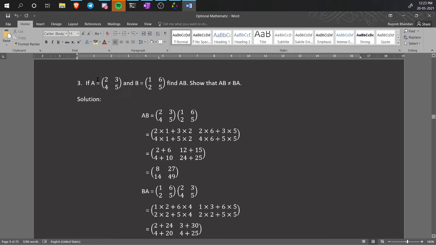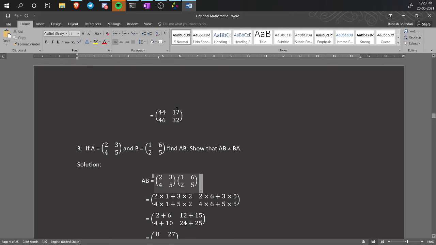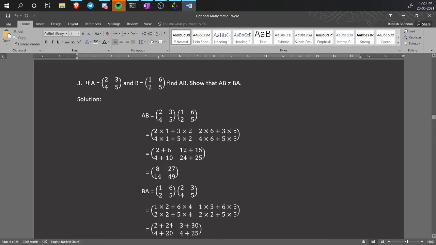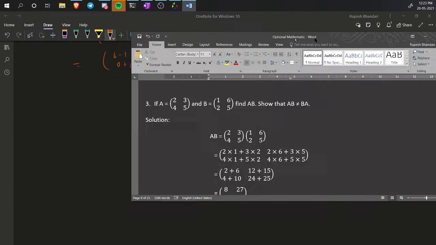This one, right? So basically, you could be asked something like this. If A equals to this, and B equals to this, find AB and BA so that AB is not equal to BA. Okay, so how do we do that? Let's see.